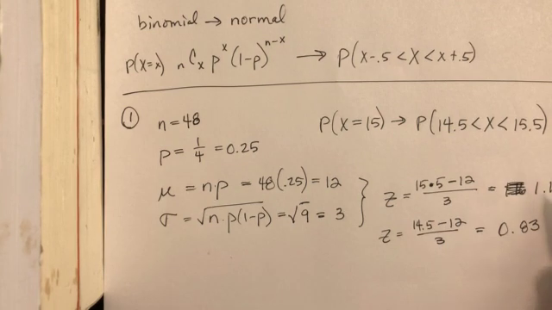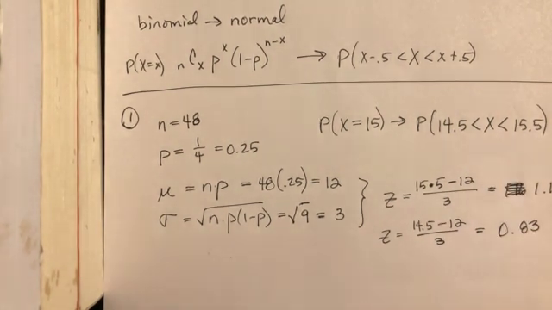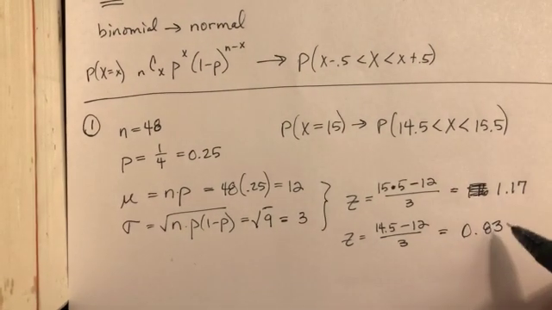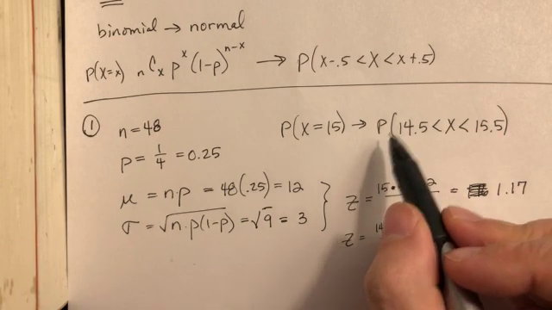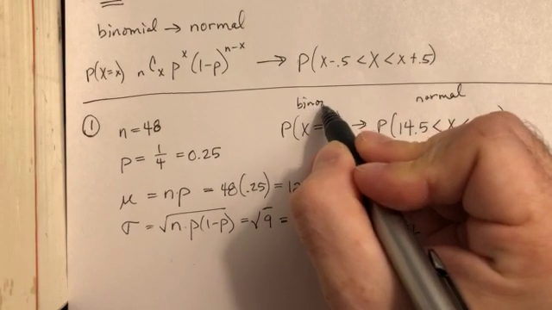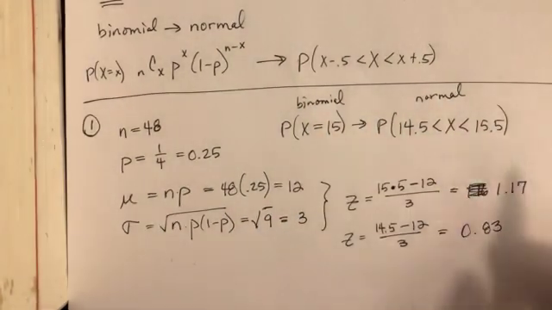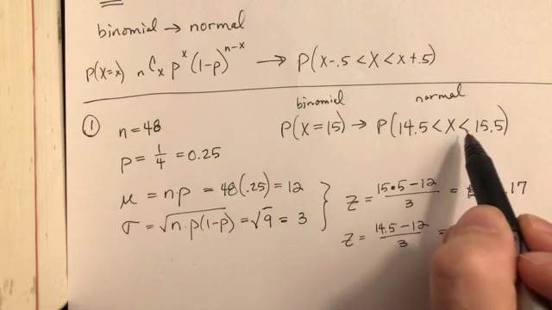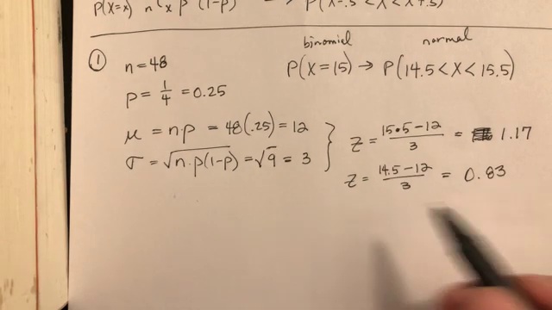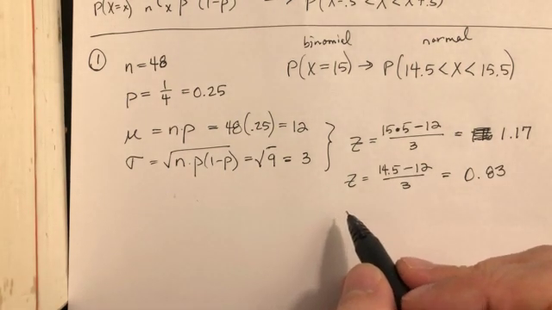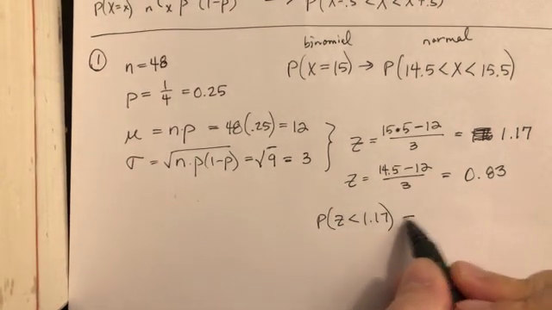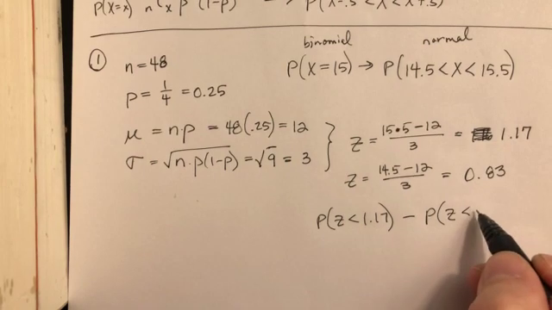Okay, so we have 2 z-scores. And if you remember from a previous lesson, whenever we want to find the probability in the normal distribution, we find the probability of the bigger one, subtract the probability of the smaller one, if we're talking about the left side, which we are. So, the probability that z is less than 1.17 minus the probability that z is less than 0.83.